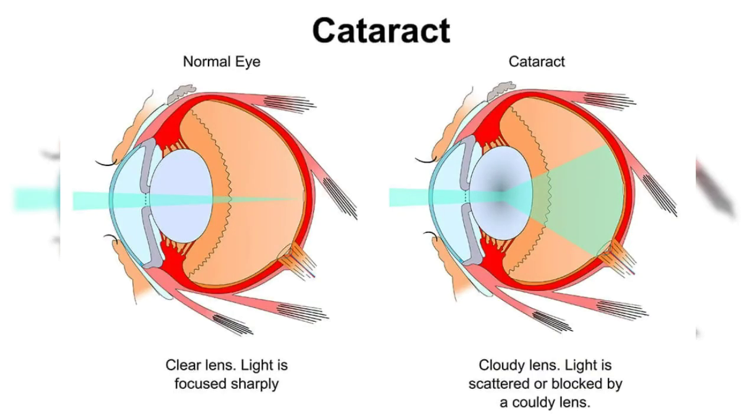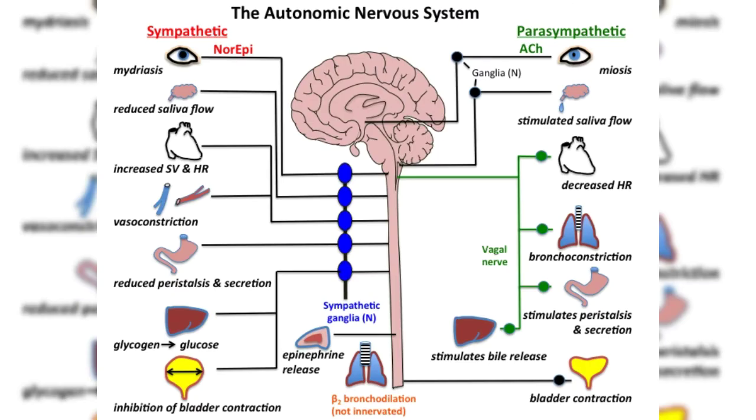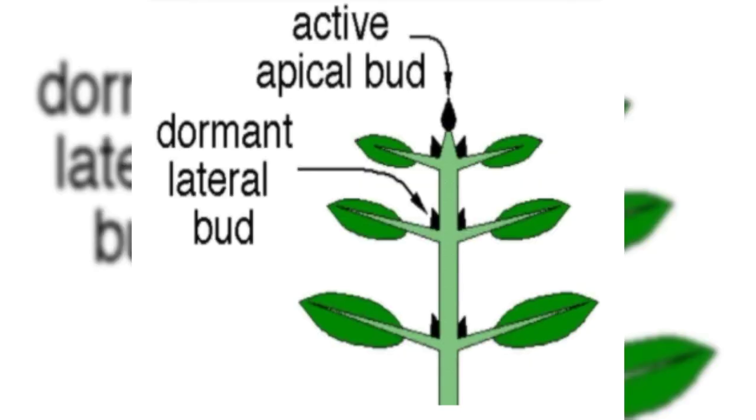Cataract. A condition caused by the lens of the eye becoming cloudy. Autonomic sympathetic. The part of the nervous system that responds when a person gets a fright. Apical dominance. A phenomenon where the main central stem displays more growth than the side stems, at the tip of a tree.